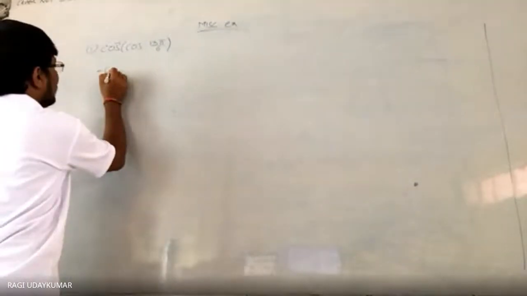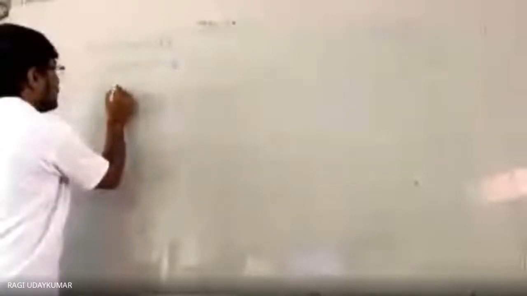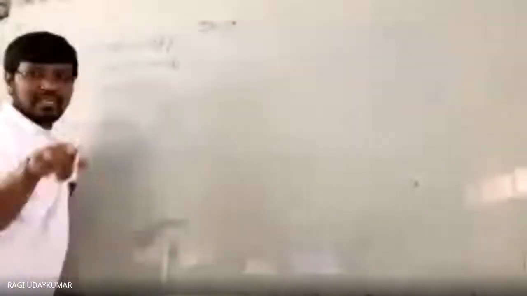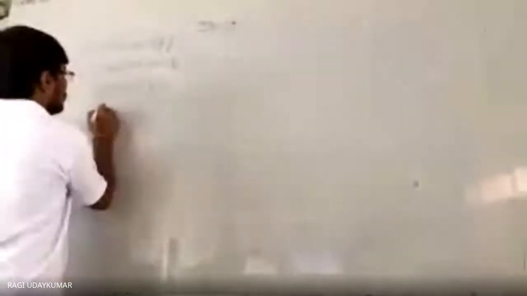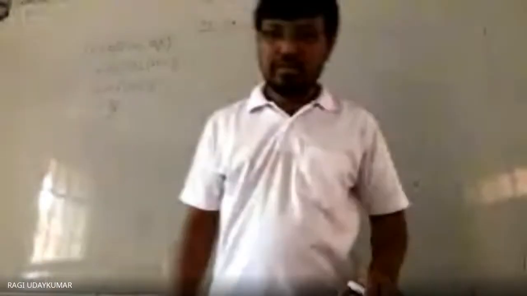So you can write this as cos inverse of cos of 2 pi plus pi by 6. 2 pi plus pi by 6 is again in the first quadrant only. So you can write it as cos inverse of cos pi by 6. Now this pi by 6 lies in the principal value branch, so this is equal to pi by 6. Got my point?